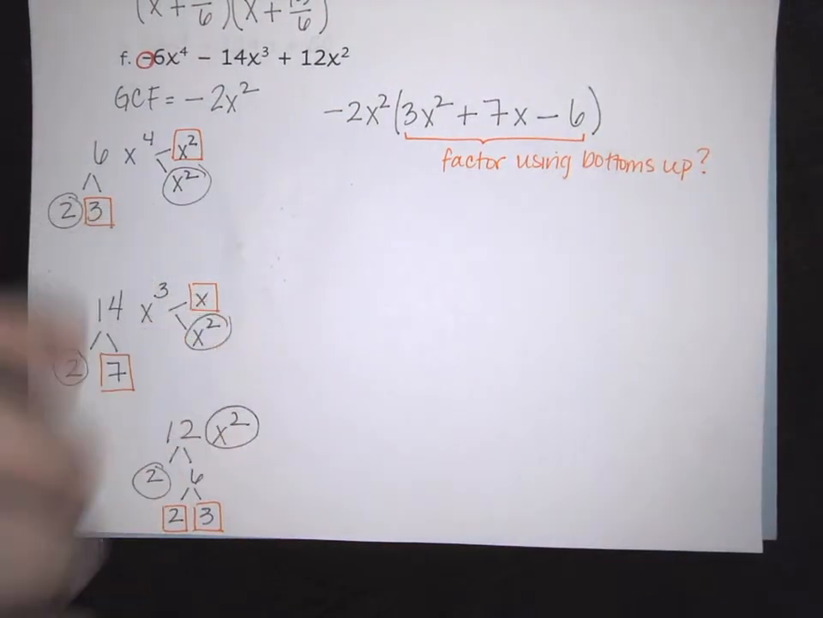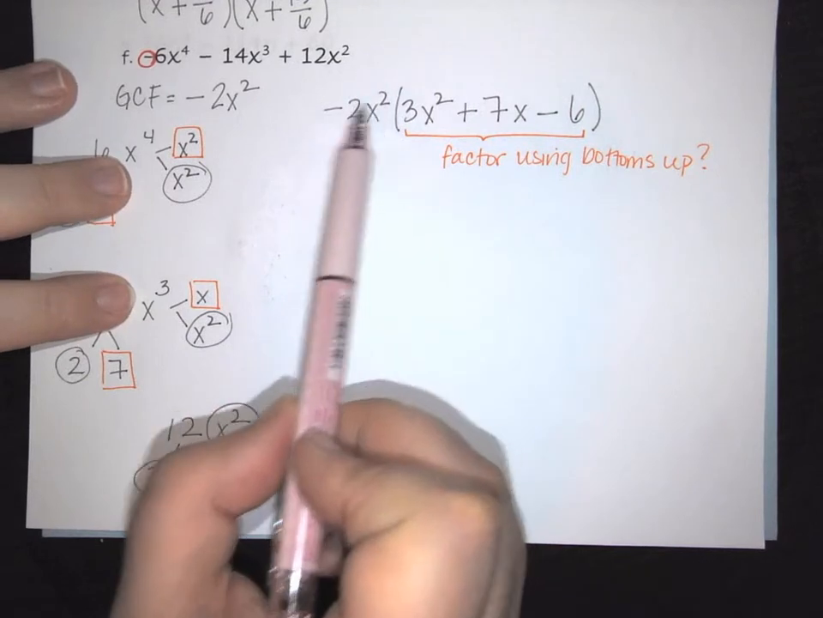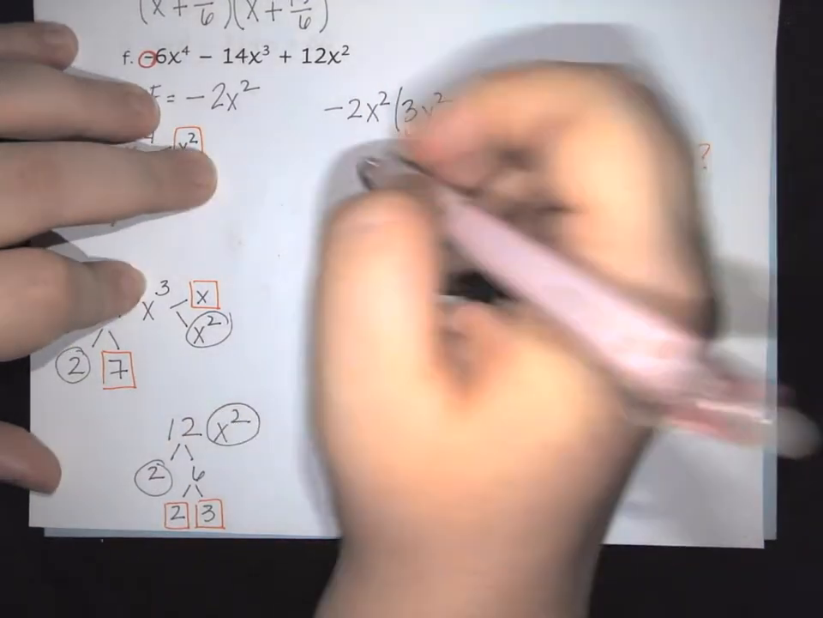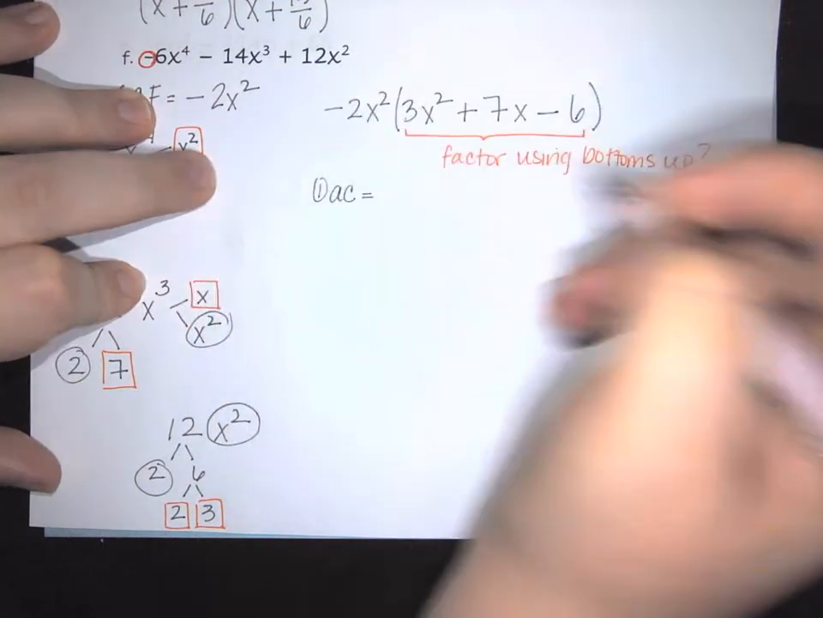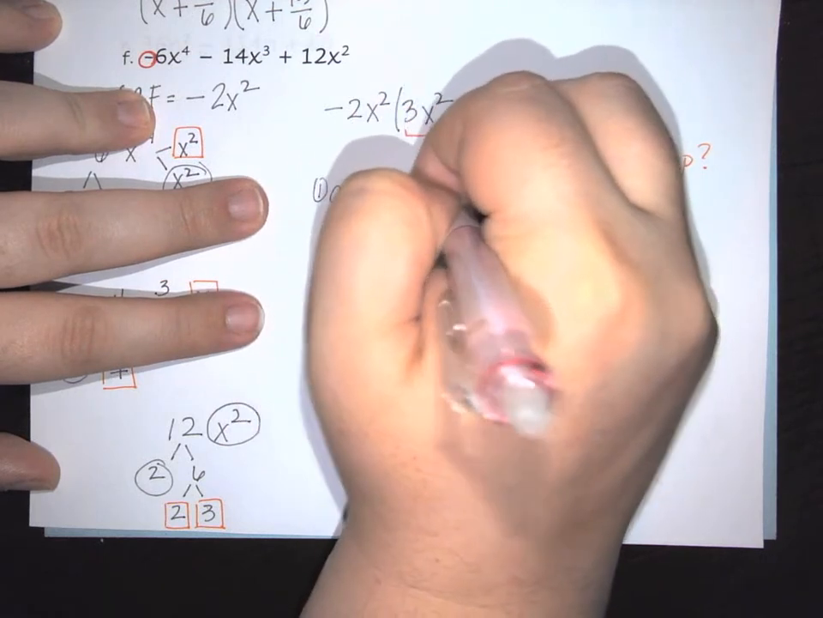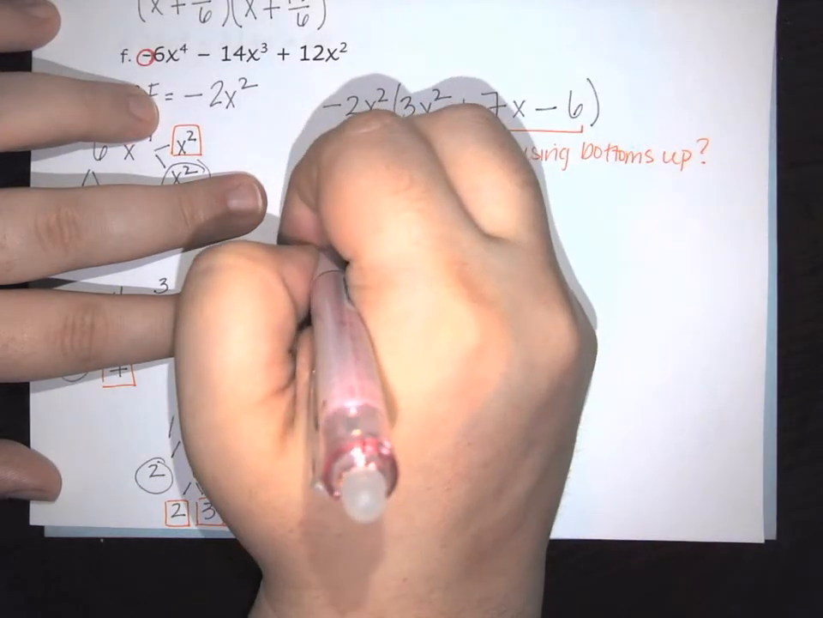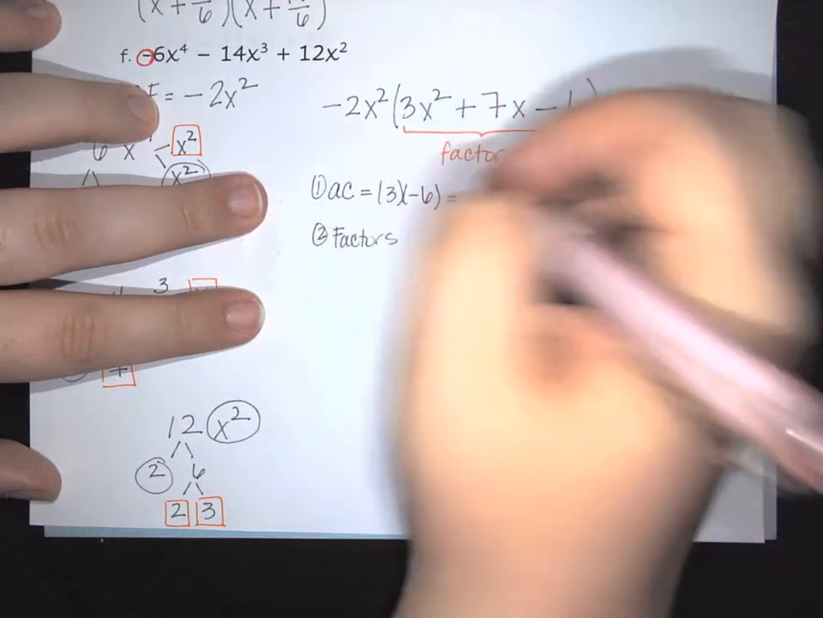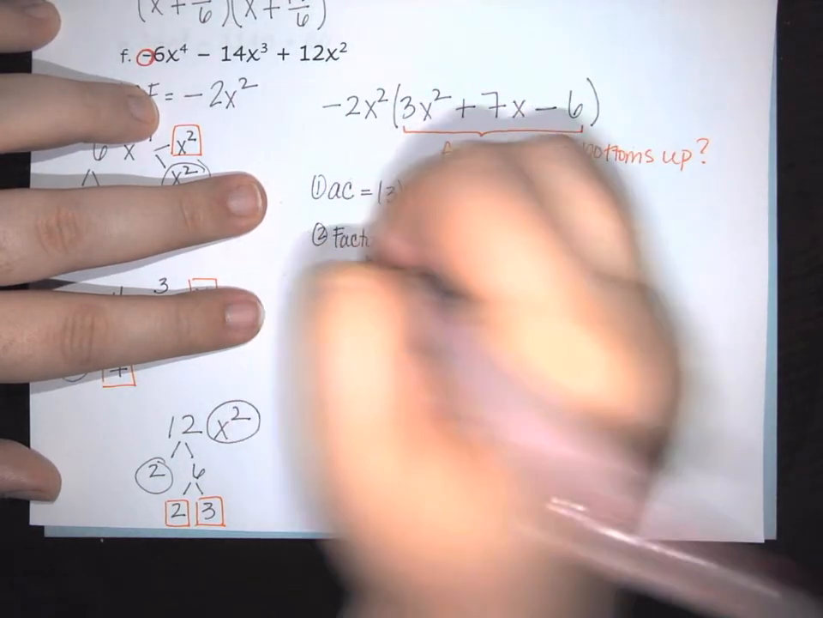Okay, so that's what I want to do. I'm testing it. So I'm going to ignore this little negative 2x squared, and I'm just going to focus here on my trinomial. So again, that first term is to do bottoms up, AC. In this case, it's going to be 3 times a negative 6, which is going to give you a negative 18. My second step is I need to find factors that add to a positive 7.